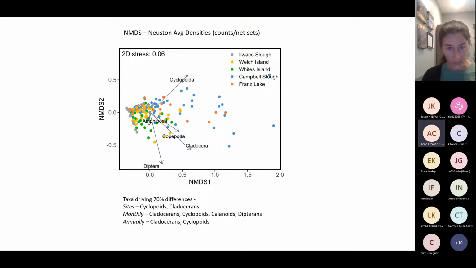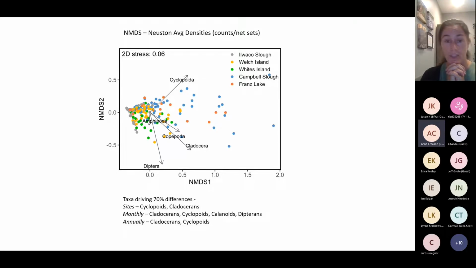And this is an NMDS plot, just to reiterate what I showed before within the Neuston tows. And real quick, what an NMDS plot does is it takes data from multiple dimensions and pares it down to a few dimensions just so it can be easily visualized and interpreted. And what this plot really shows is that there are three groups, really mostly two, cladocerans and cyclopoids, that are driving the differences between sites for Neuston tows.